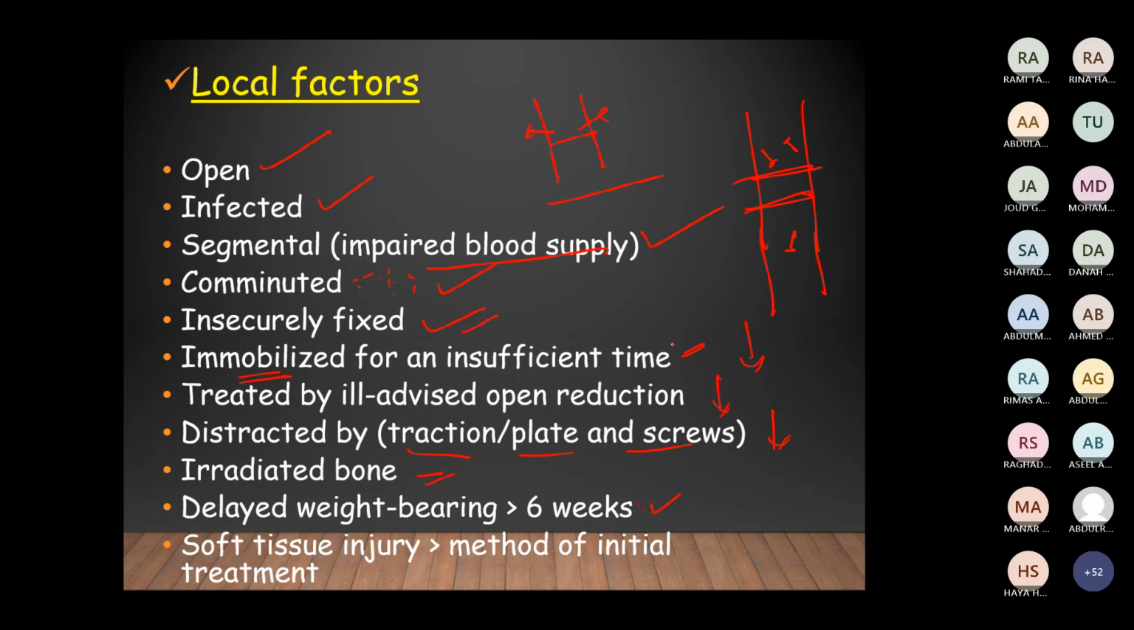Soft tissue injury: suppose this is a fragment and this is a fragment, and the soft tissue is coming in between. Okay. Method of initial treatment: you have to remove this soft tissue and approximate the bone fragments. Remove the soft tissue, approximate the bone fragments, then the healing will be fast. So soft tissue interposition has to be removed, otherwise local factors for non-union occur.